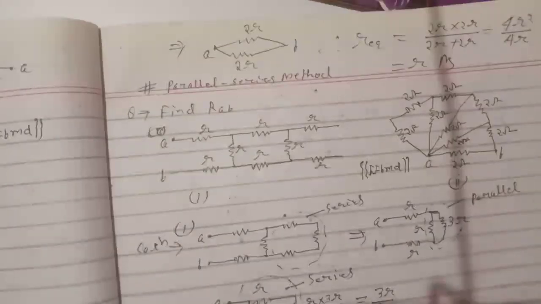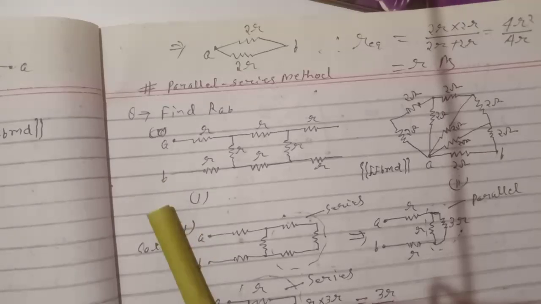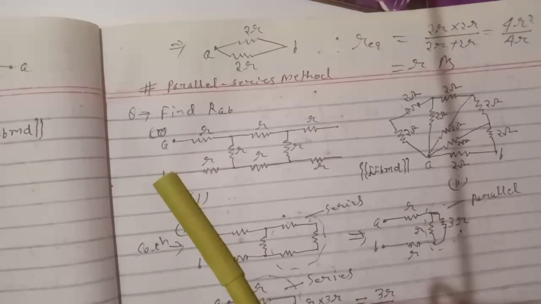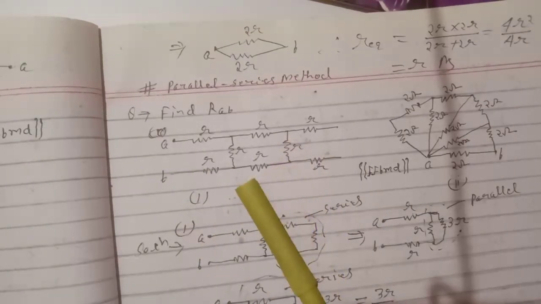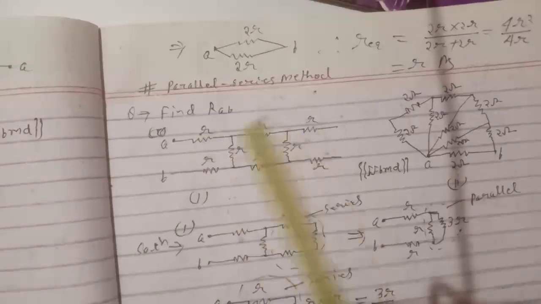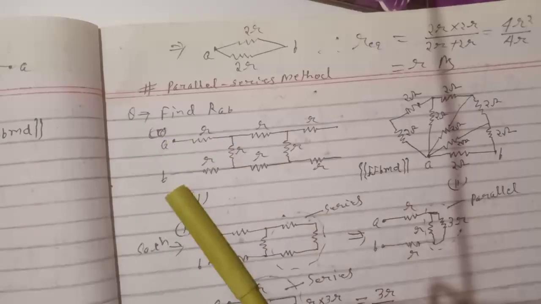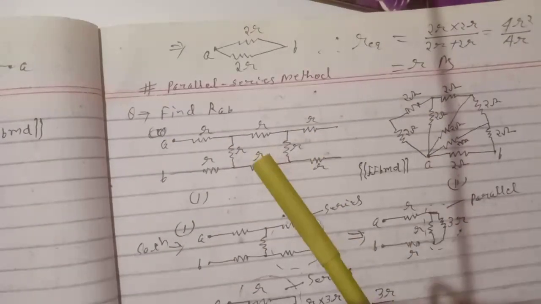Next, again we have a similar question like here. Find RAB, that is, we have to find the resistance between point A and point B. Now this is figure 1, this is figure 2. We have to find the equivalent resistance in these two, between point A and B of this network, and again this network. So first let us solve this.